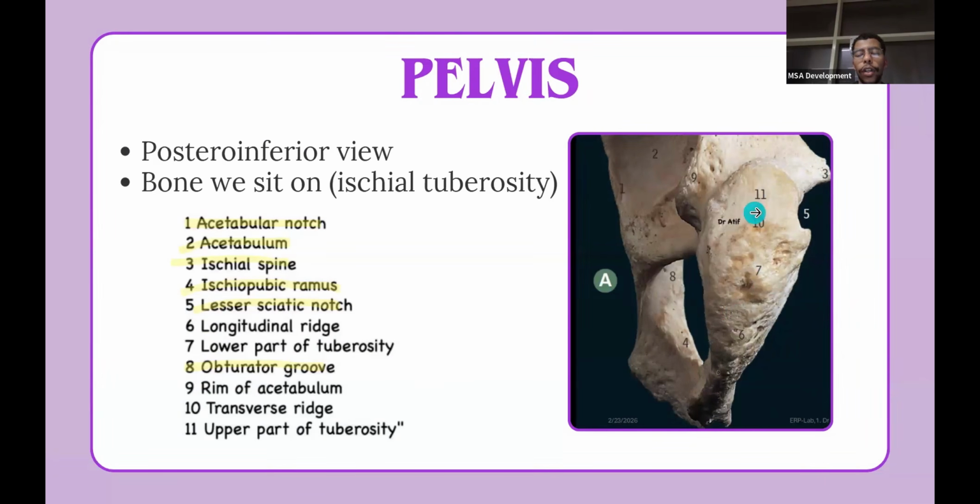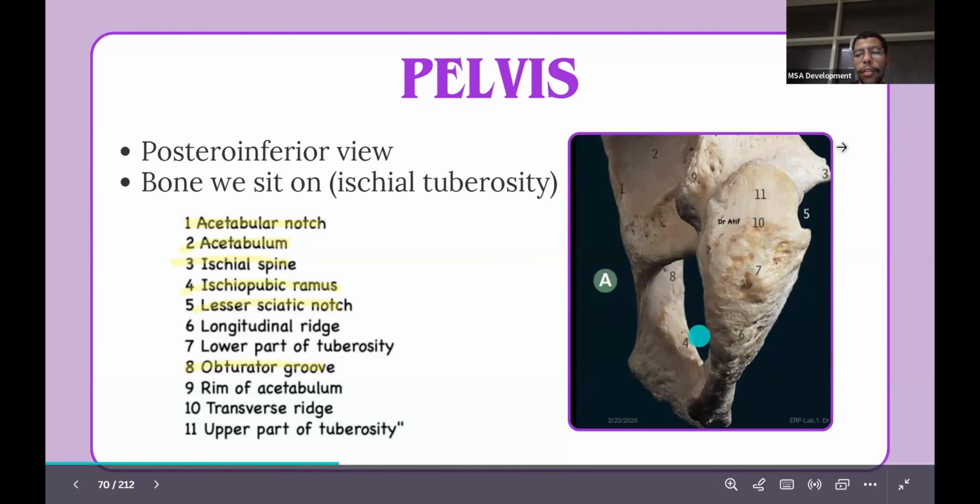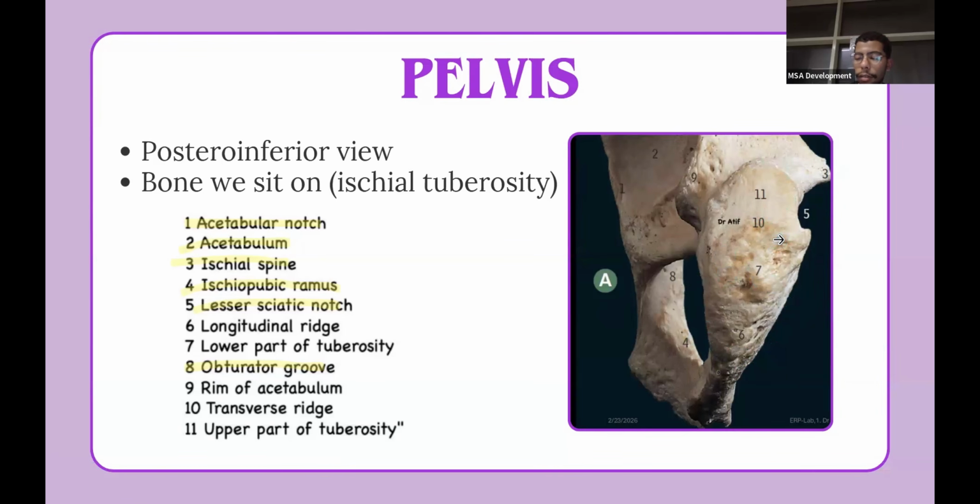Okay, now if we look at it from the bottom and behind, so basically posterior inferiorly, we can see the bones that we sit on actually, and they are the ischial tuberosity. So the ischium is the posterior inferior bone, and the specific landmark that we sit on is called the ischial tuberosity. Okay.